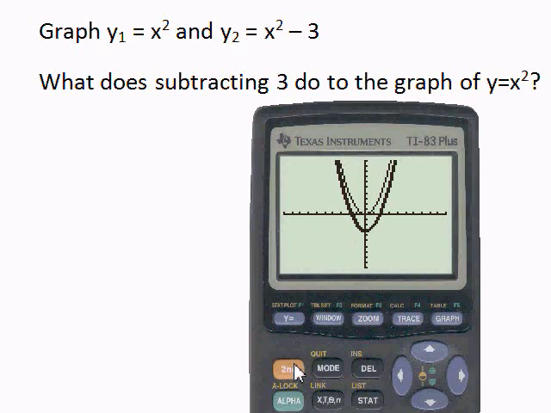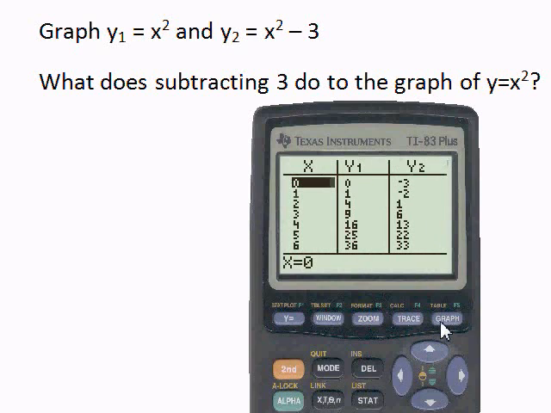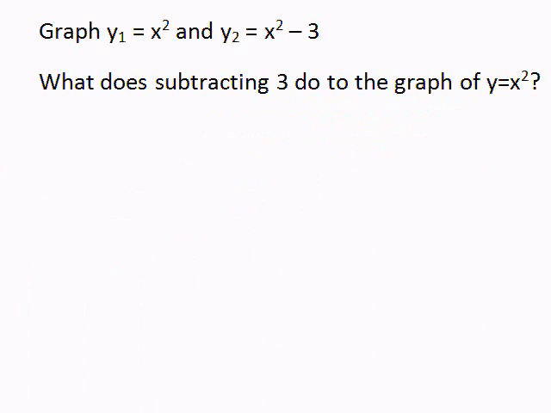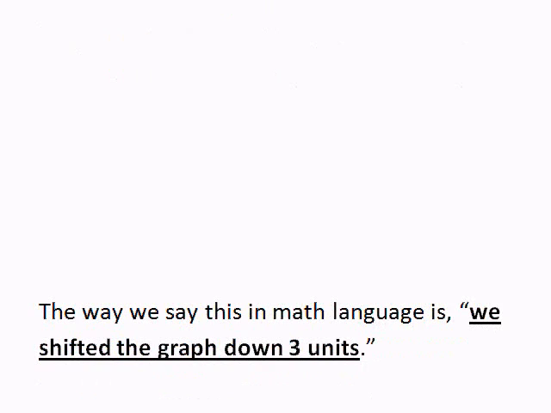How do you suppose that would look in a table? Well, if we go to our table, all of our y values, you'll notice, are 3 less than our original y1 or x squared values. y1 was x squared, y2 was x squared minus 3, and again, all the y2 values are 3 less than the y1, which again causes the graph to look like it's been moved down 3 units. The way we say this in math is we shifted the graph down 3 units.